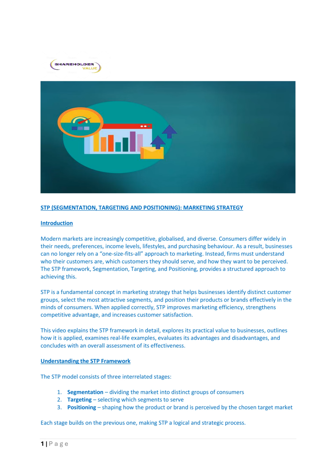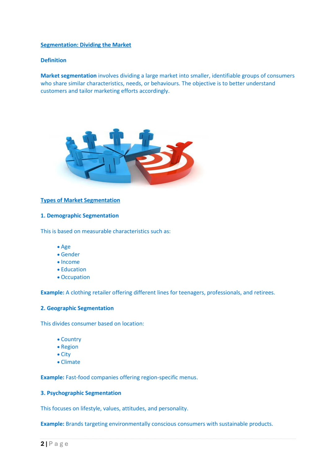The process itself is straightforward. It starts with segmentation, where the market is divided into meaningful groups, then targeting, where companies decide which groups to focus on, and finally, positioning, where they shape how their product or brand is perceived by those target customers. Each step builds on the last, making STP a clear and logical way to approach marketing strategy.